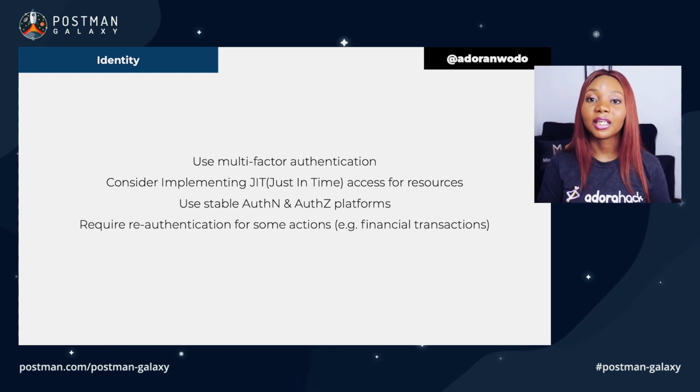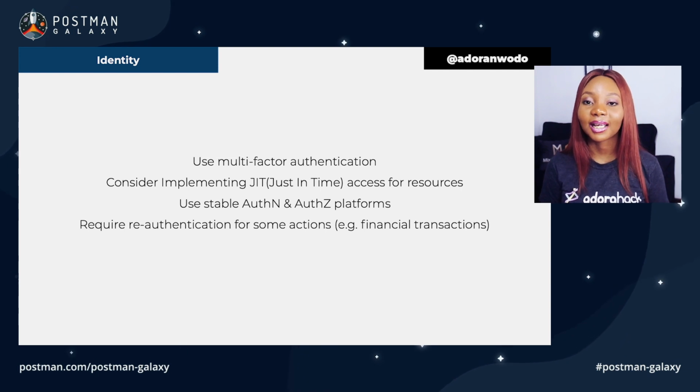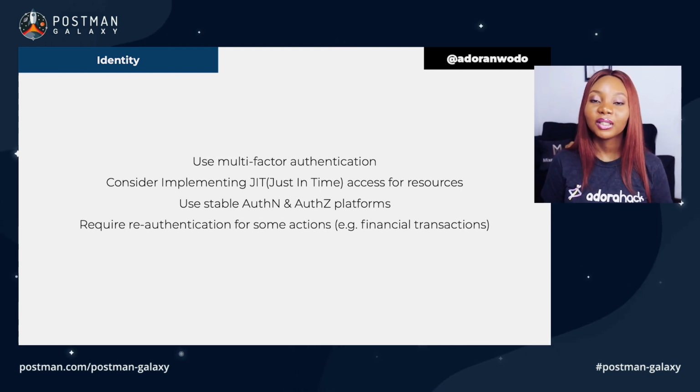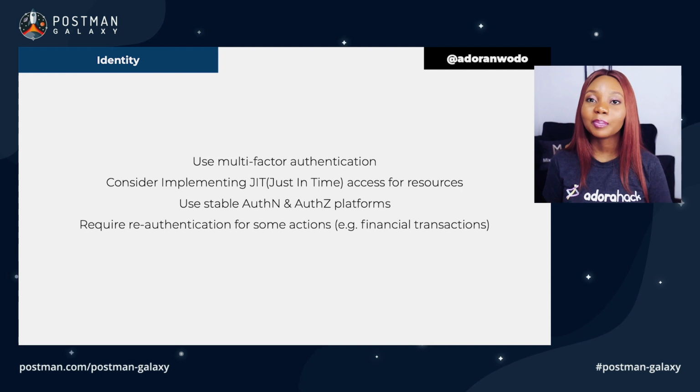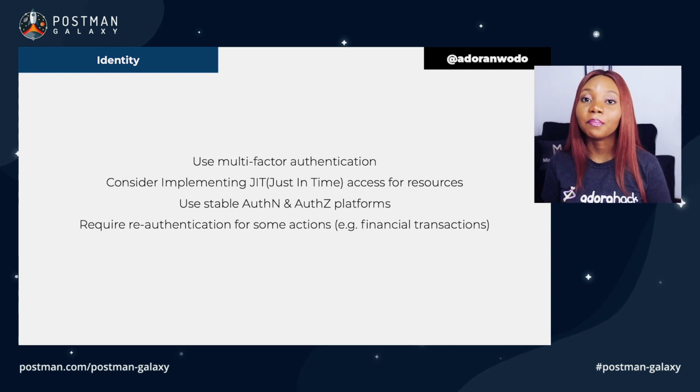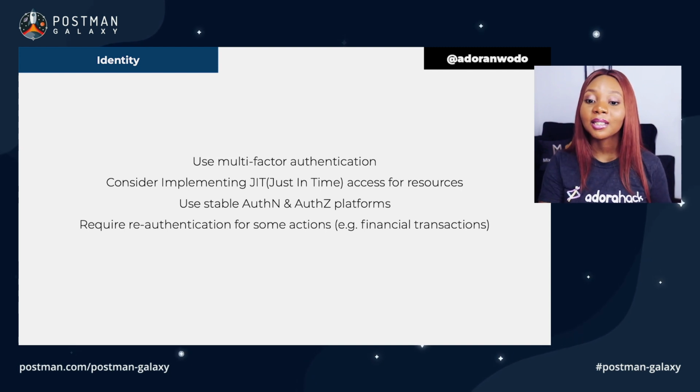Also, require re-authentication when you are doing sensitive actions like financial transactions, like transferring money. Even if the person is already logged into the app, right before they transfer money out of the app, you can ask for some kind of 6-digit PIN, 4-digit PIN, or a password or a security question, so that you are sure that it's this person that has access to this information that is performing this action essentially.